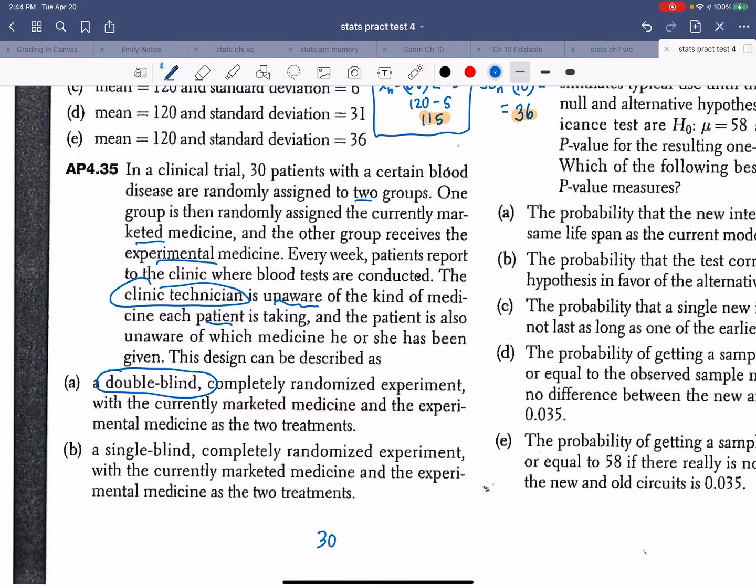We had our 30 patients. They were randomly assigned to the 2 groups. Right? And that's it. So they didn't do any type of match pair or anything like that. So it looks like this is just a completely randomized experiment with the currently marketed medicine and the experimental medicine as the 2 treatments. So everybody in group 1 got the old treatment, and everybody in group 2 got the new treatment. Okay.